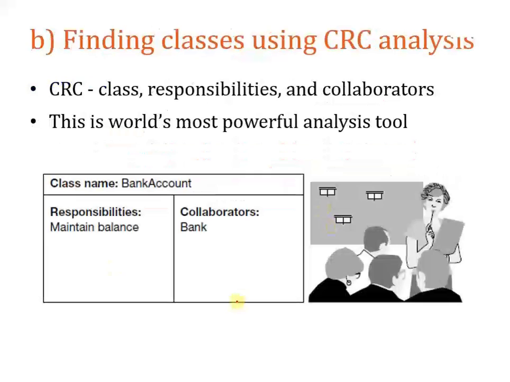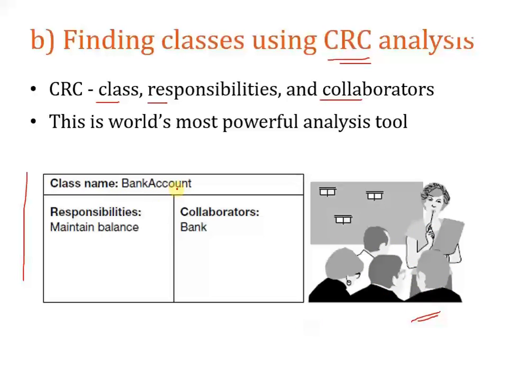The next type is to find classes using CRC analysis. The expansion of CRC is class, responsibilities and collaborators. As we have already discussed in the first unit, CRC is a card, which is in a rectangle shape, which has 3 different compartments. This particular card will be populated by a brainstorming activity. Brainstorming means a person will say his or her view, and all others will argue with that view, and then a final conclusion will be met.